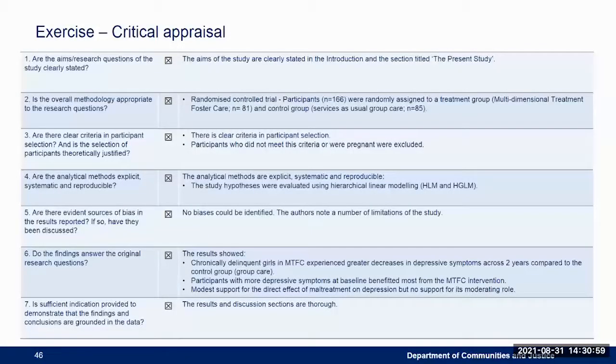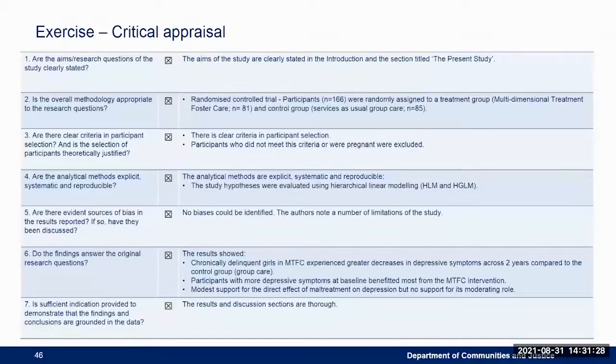So the two aims of the study were to test the effects of multidimensional treatment foster care on depression trajectories, and the second was to examine the impact of baseline risk factors, including depression, delinquency, physical harm, sexual harm, on depression trajectories. So looking at the impact of those things and whether they moderated the intervention effects of the program.